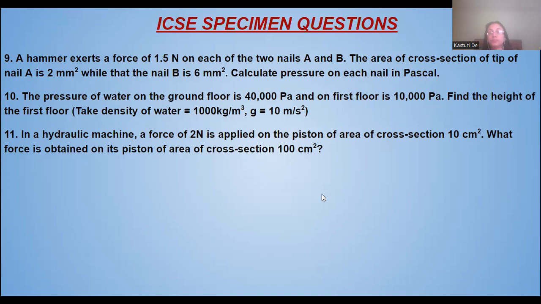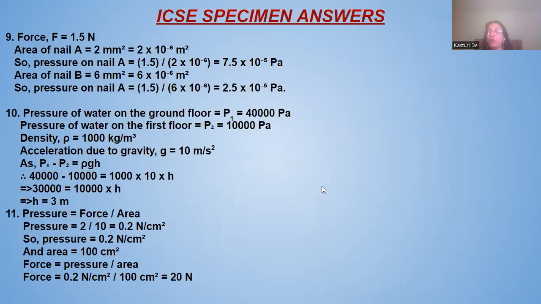We know that pressure is equal to force by area. Here the force is given as 1.5 Newton. The cross-sectional area for the first one, that is A, is 2 millimeters square, or you can say 2 into 10 to the power minus 6 meters square. As force is in Newton, we are converting millimeters square into meters square. So the pressure will be 1.5, force by area.